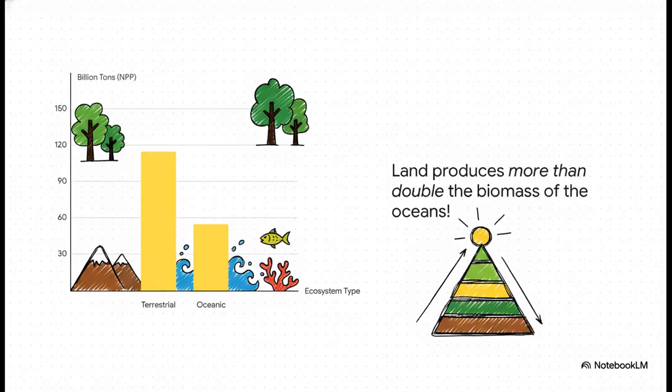The oceans cover more than 70% of our planet, but they only account for 55 billion tons of productivity. Land, which is just a fraction of the surface, cranks out a staggering 115 billion tons. So, why? It's simple, really. Sunlight. Sunlight is the fuel for this whole engine, and it just can't penetrate deep into the ocean. No light, no photosynthesis, and way less productivity.